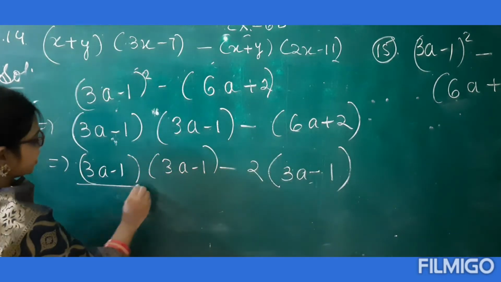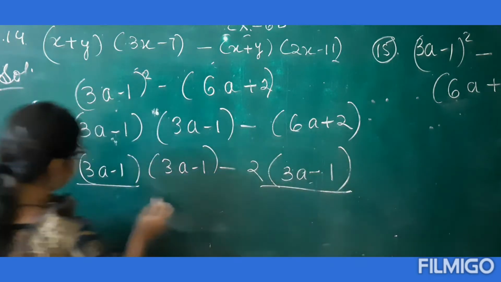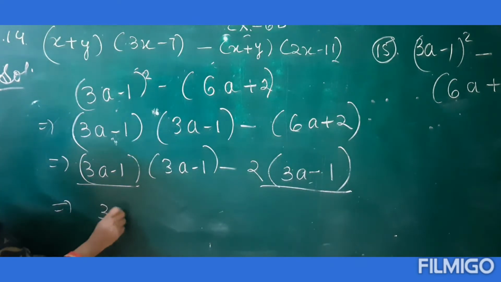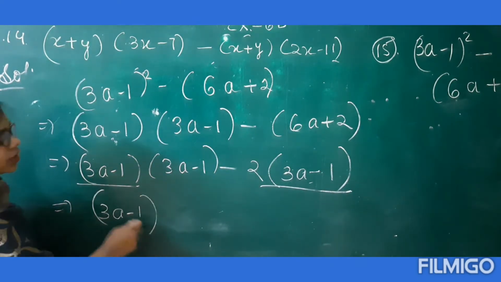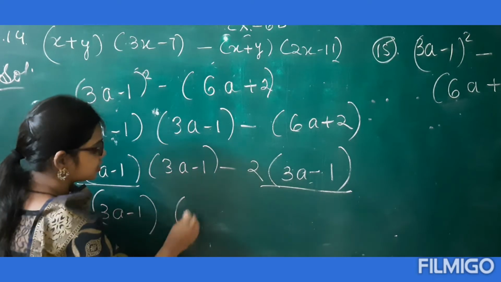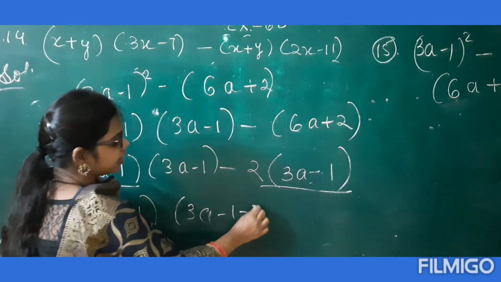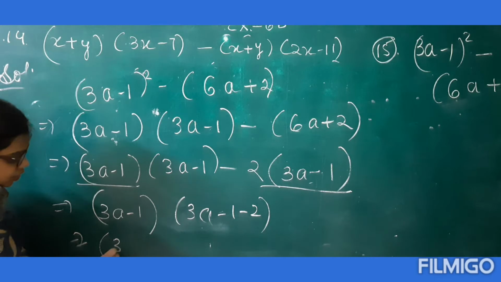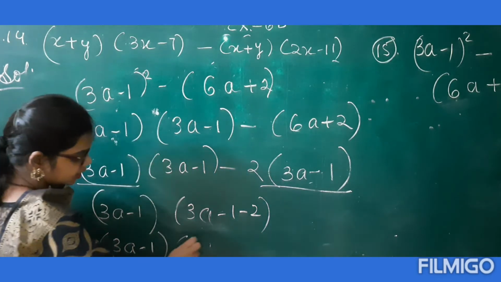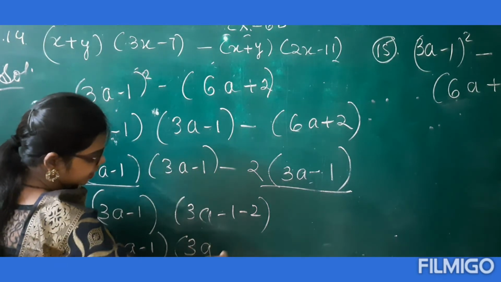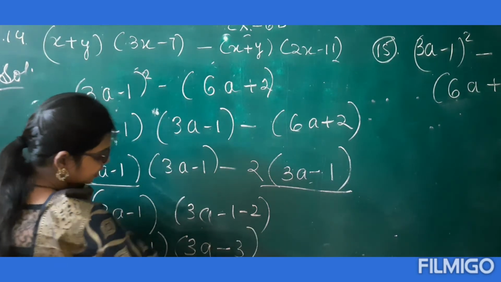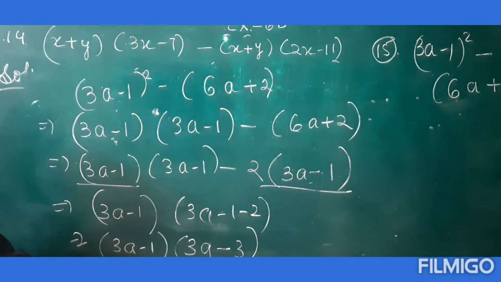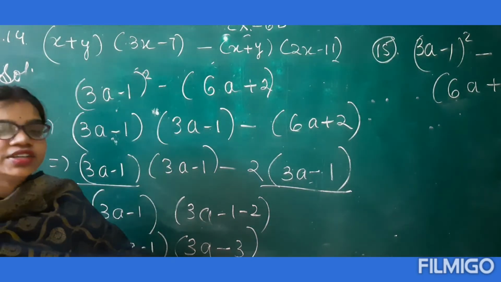So here 3a minus 1 and 3a minus 1 will be the common factor. So you will write down 3a minus 1 here. We are remaining with 3a minus 1 minus 2. So you will get 3a minus 1, and 3a plus into minus is plus, so you will get minus 3. So 3a minus 1 and 3a minus 3 is the answer.